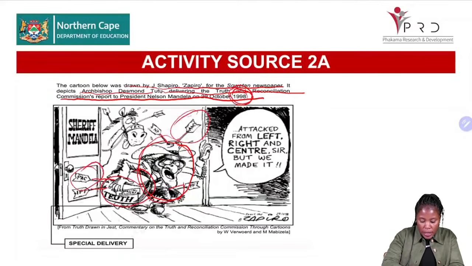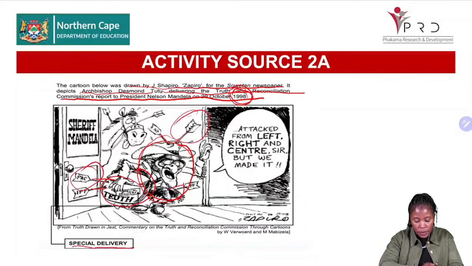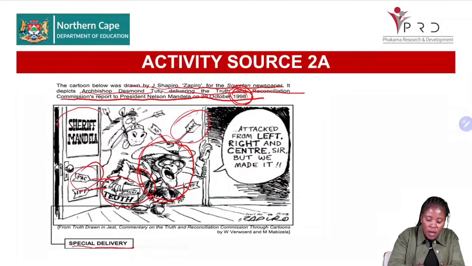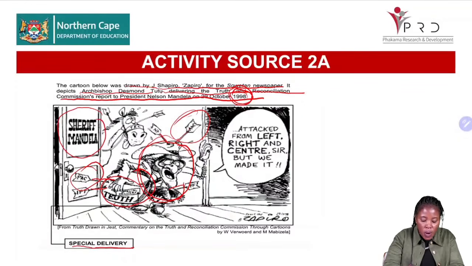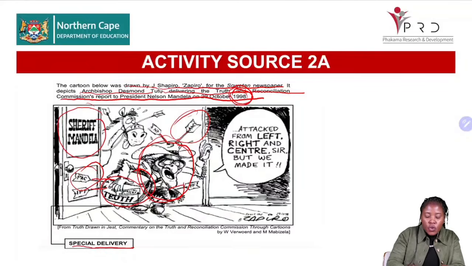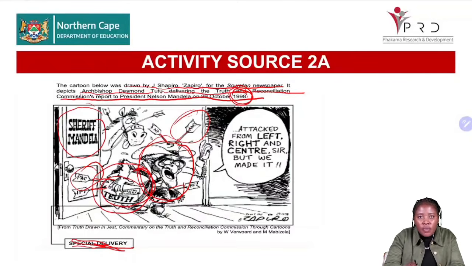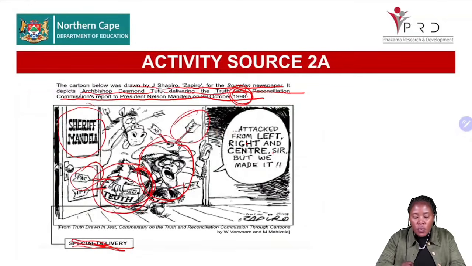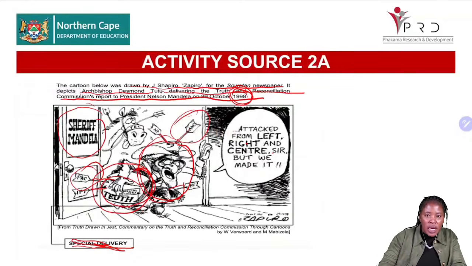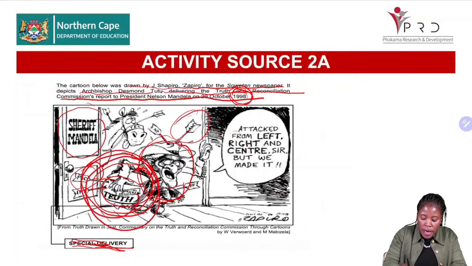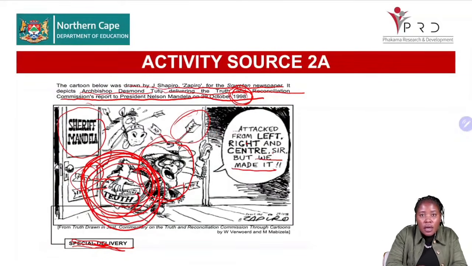Now, it says here, special delivery. Now, here on the door, it's written Sheriff Mandela. So now it means he's running towards the door that is written Sheriff Mandela to deliver this special delivery, which is the truth. And what is Desmond Tutu saying? Attacked from left, right, and center, but we made it. So which basically means that they were attacked, but at the end of the day, they managed to discover the what? The truth. Hence, he says, we made it. And they managed to take the truth to Nelson Mandela.